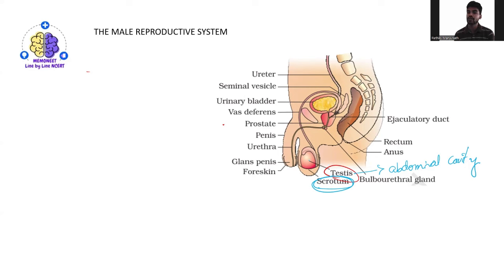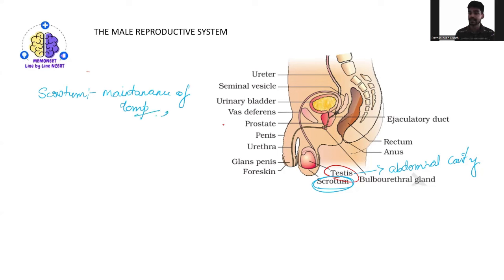Then why is the testis located in the scrotum? Since they are located outside the abdominal cavity, the major function of the scrotum is that it helps in the maintenance of the temperature.